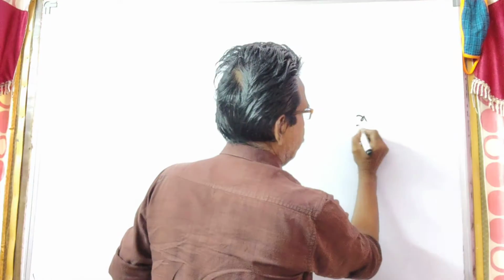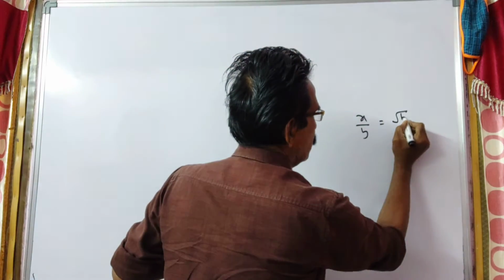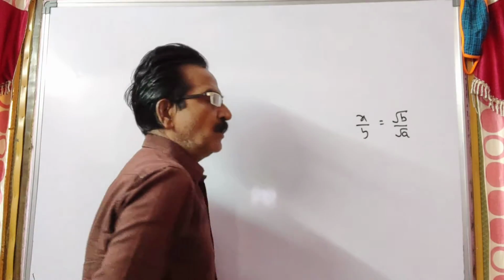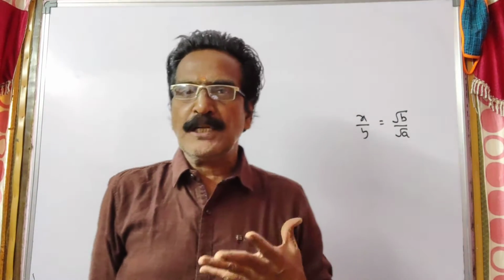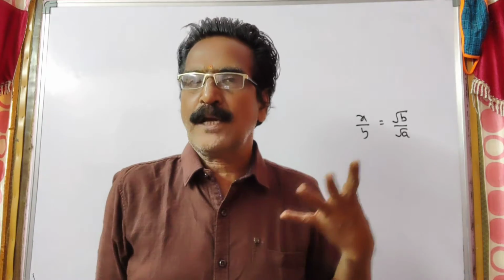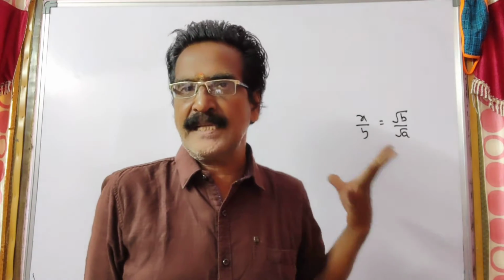This problem is actually deriving a small formula for the ratio of two trains, that is x is to y. X is to y is equal to root b is to root a, or x by y is equal to root b by root a. So now we are going to derive this formula. That is, we are going to see the proof of this formula.